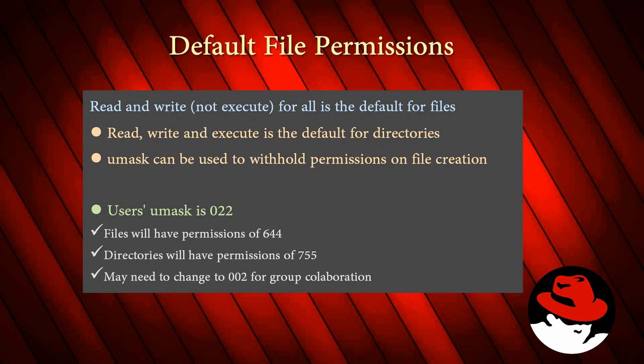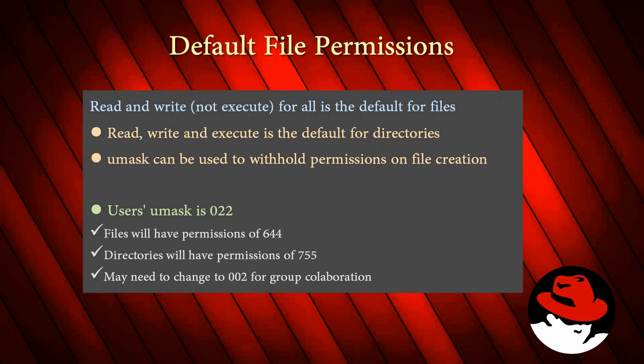Umask can be used to withhold permissions on file creation. Users' umask is 022. The files will have permission of 644. The 7 is the combination of read, write, and execute, as we have learned in Essentials. 6 is read, write permission. The 4 is simply read permission. 5 is read plus execute.